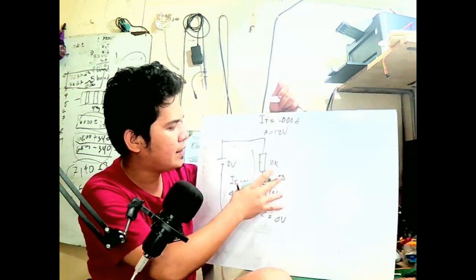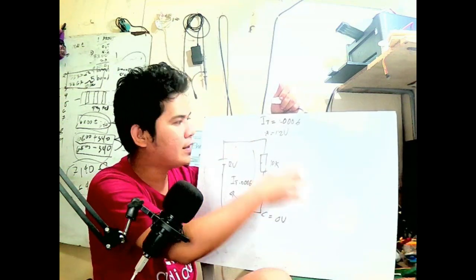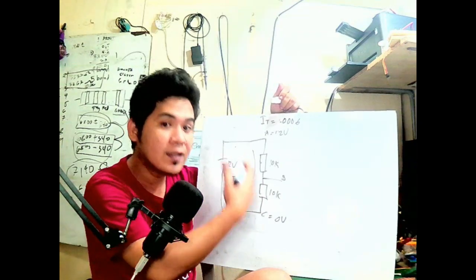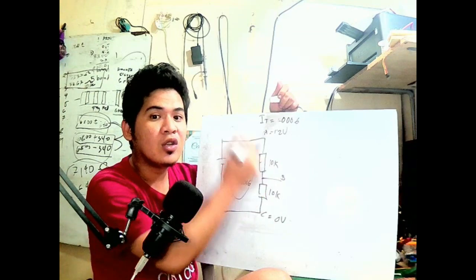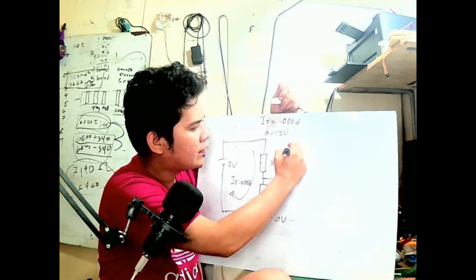Okay, so we have this circuit na, at alam na natin yung I total natin is 0.006 amps. So, now, we can calculate yung voltage drop nito. So, sa Ohm's law natin, we have V.